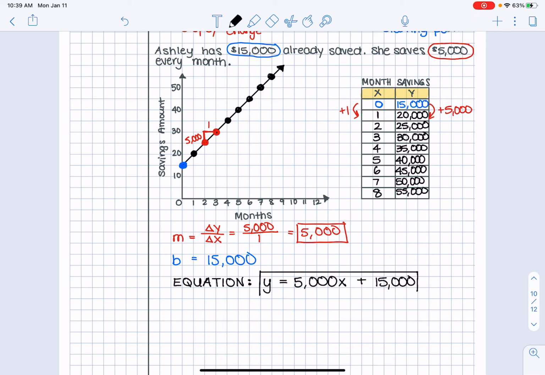Oops, I don't like that line. I don't like that line either. But you get what I'm saying. That's going to be your final answer. All right, our equation is y equals m x plus b.